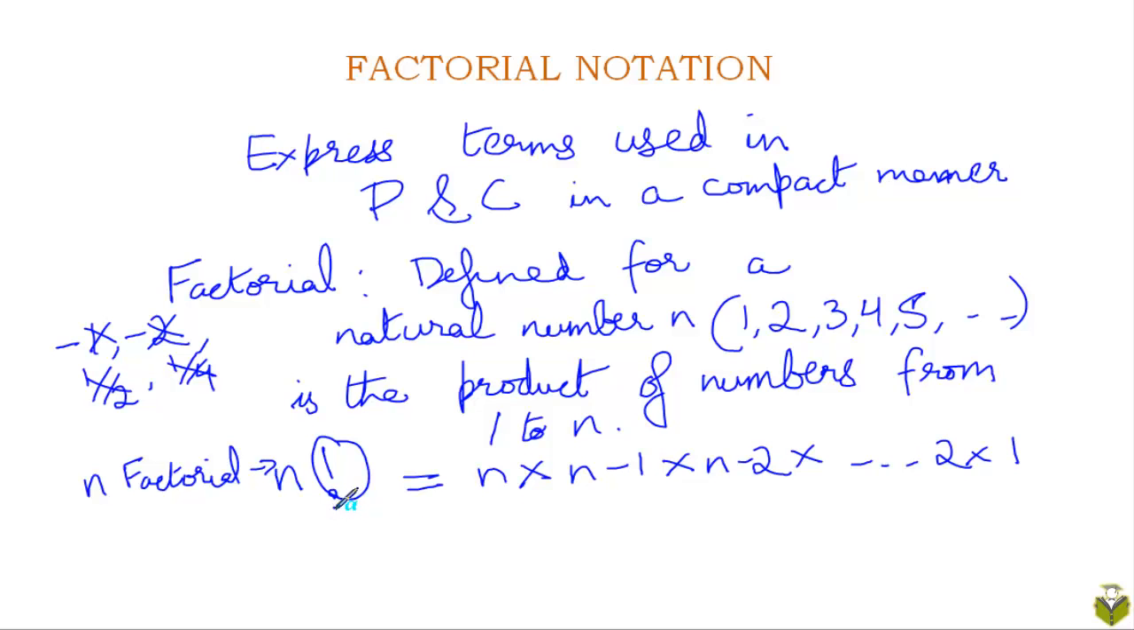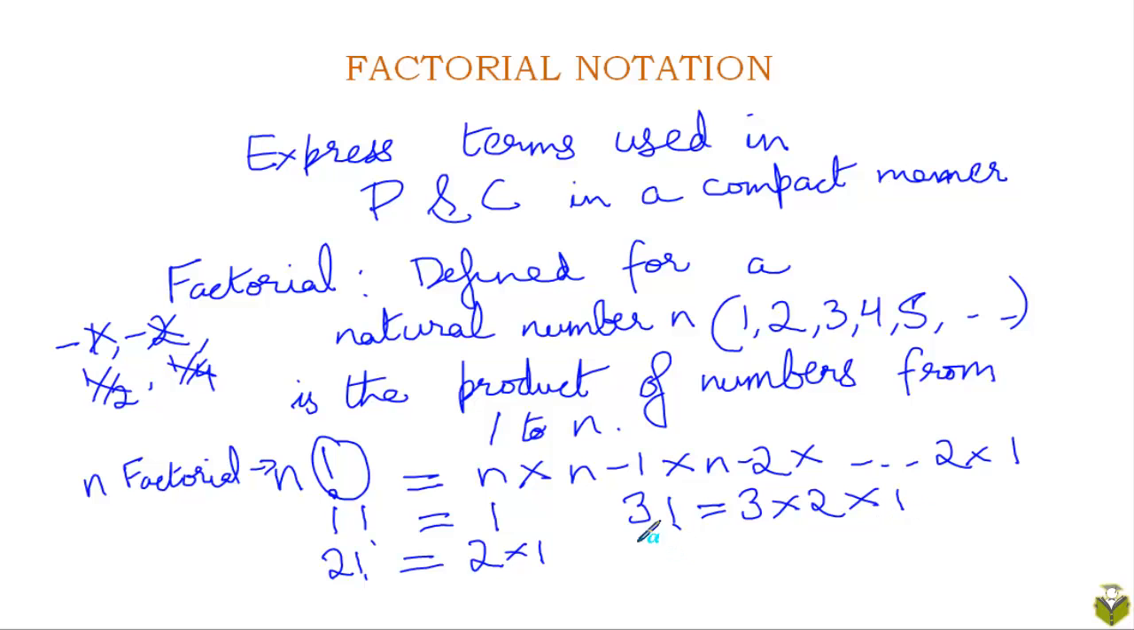So let us look at some concrete numbers. For example, 1 factorial. N is 1, right? So the product of numbers from 1 to n is just 1. And 2 factorial is 2 into 1. Similarly, 3 factorial is 3 into 2 into 1, the product of all numbers starting from 3 to 1. And similarly 4 factorial. So you get the idea now.